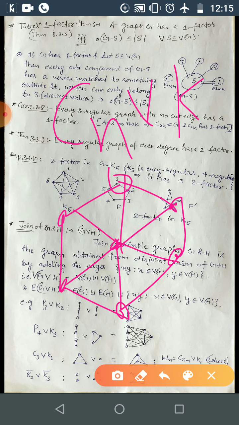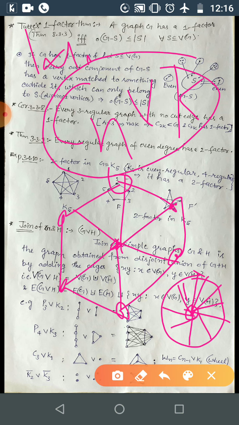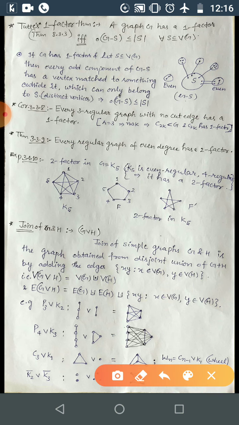So if you increase n, then you will be getting a wheel type structure, correct? So this will be a kind of wheel, and if n is very very large, K1 will be here and here you will be having kind of a wheel, correct? So this one is known as wheel of order n plus 1 because n is from here and 1 is from here, so n plus 1. Or you can also say wheel of order n is the join of Cn minus 1 with K1, okay? That is known as wheel, okay?